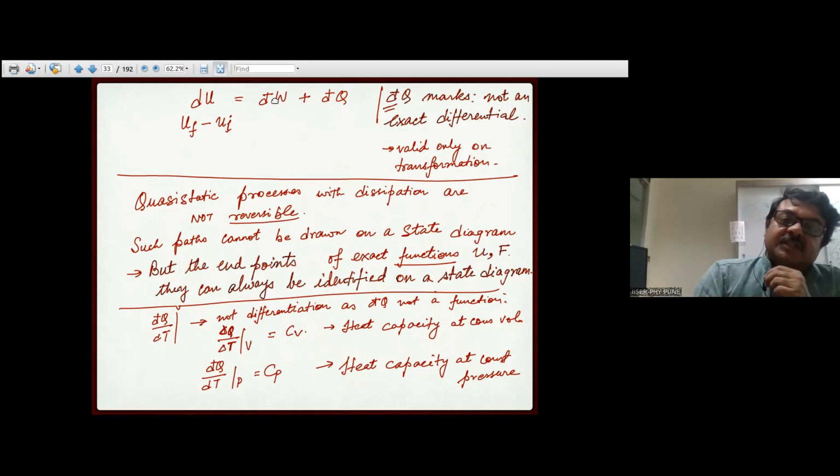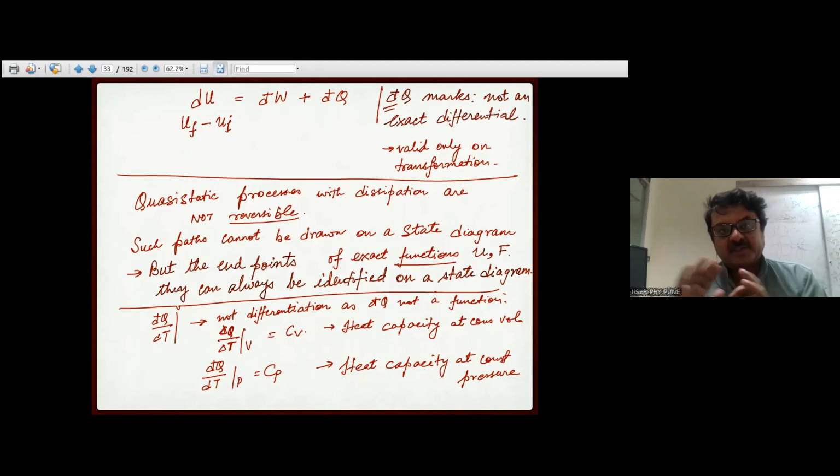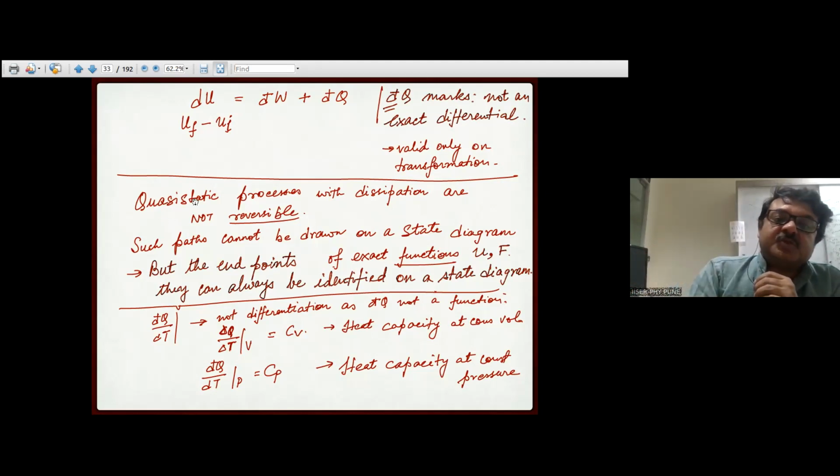And moreover, with the work done, you can not only have the system doing work or work done on the system, but there can also be dissipation during work done. Right? So that's a completely different thing. So even if you do a quasi-static process, and if there is dissipation, then those processes are not reversible.